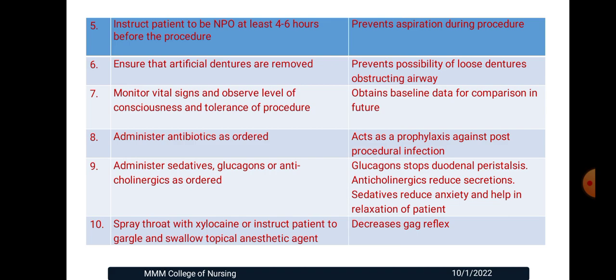And administer sedatives, glucagon or anticholinergic as ordered. Glucagon stops duodenal peristalsis. Anticholinergic reduces secretions. Sedatives reduce anxiety and help in relaxation of the patient. And spray the throat with xylocaine or instruct the patient to gargle and swallow a topical anesthetic agent. It decreases the gag reflex.